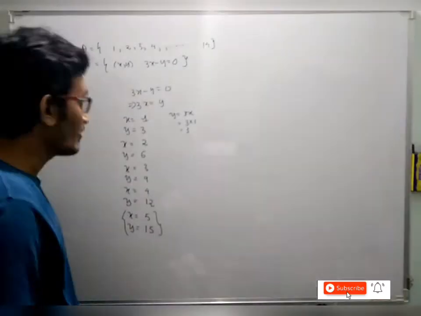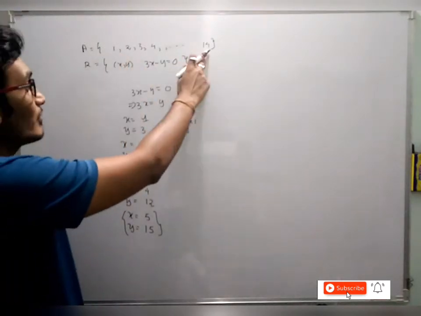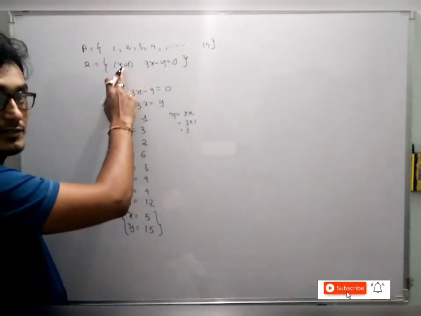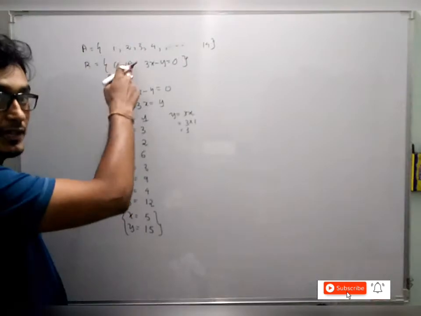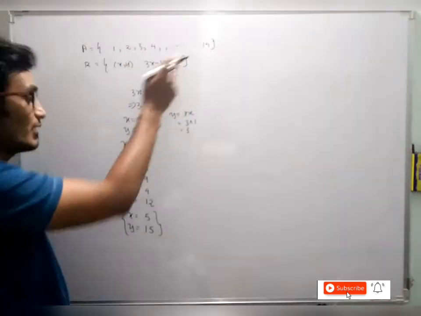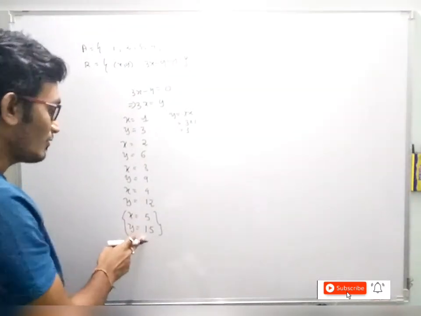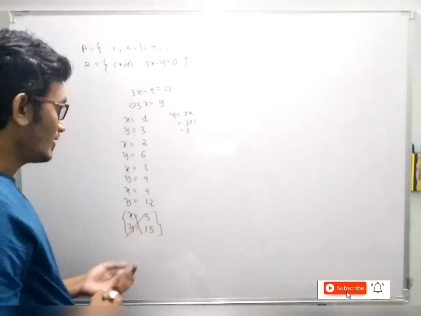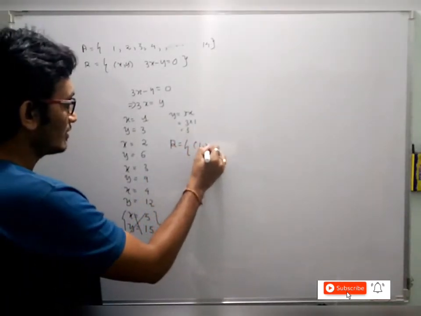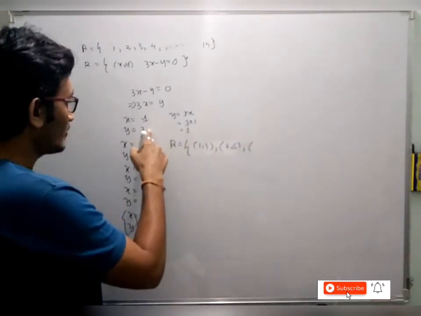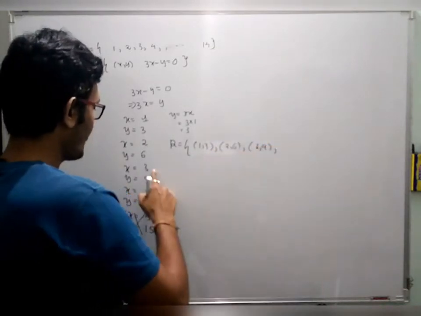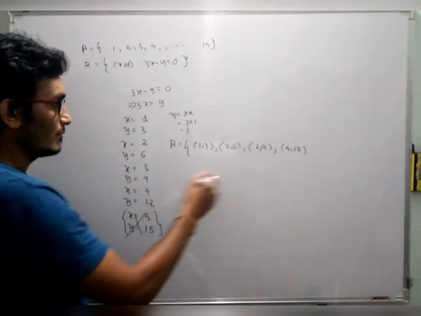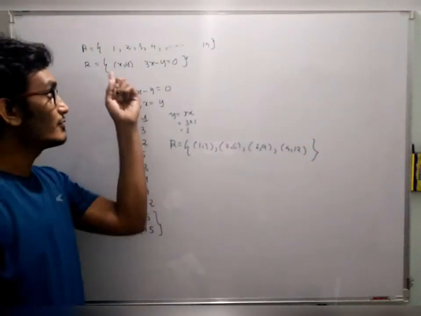Why can we not consider this ordered pair? Because the values are only from 1 to 14, and x and y should belong to the set A. That means x may take values from 1 to 14, and y may take values from 1 to 14. Since x equals 5 gives y equals 15, we cannot consider the pair (5, 15). So the ordered pairs are (1, 3), (2, 6), (3, 9) and (4, 12). These are the ordered pairs we need to consider for the given relation.